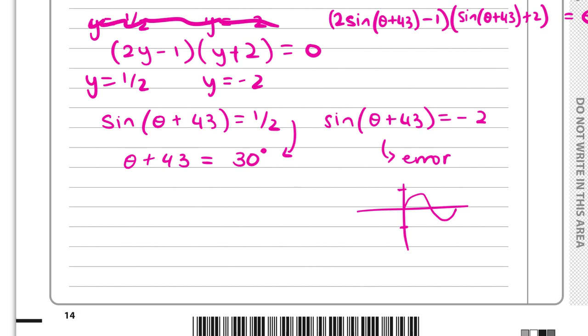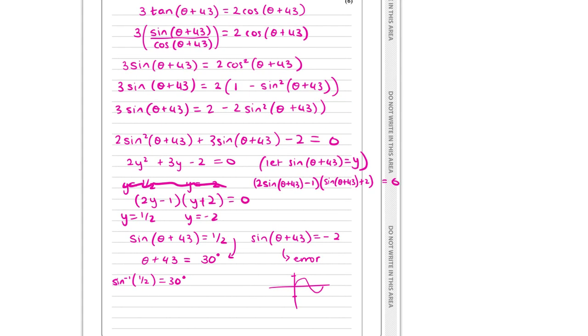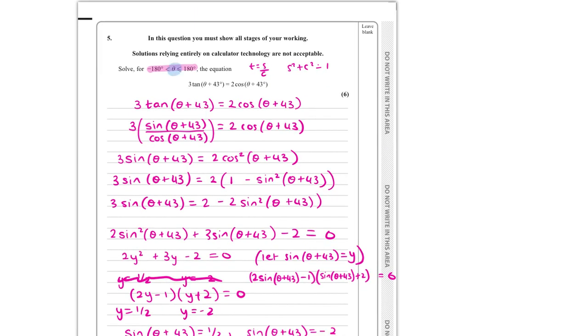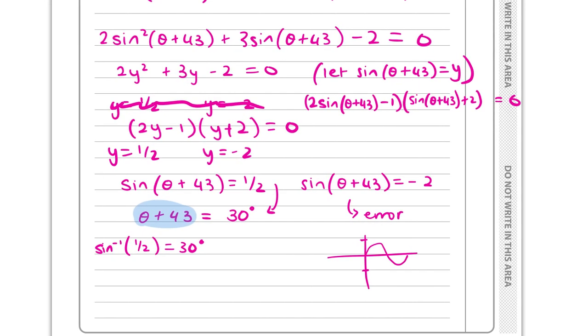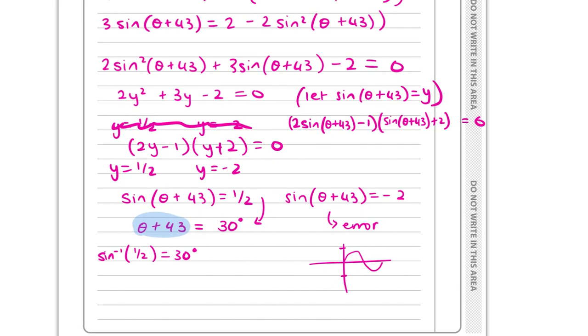So remember, guys, from here to here, in the calculator, it should say sine minus 1 of a half. That's going to give me 30 degrees. Now, something I need to do: I need to also change my interval. This is theta. What do we have? Theta plus 43. So we have sine of theta plus 43 equals a half, so what we know is that theta plus 43 equals 30 degrees.